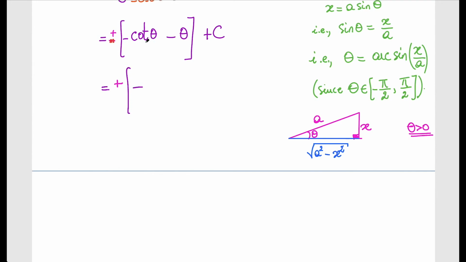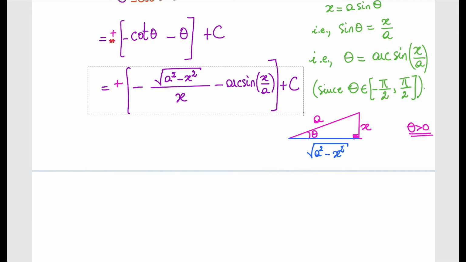Cotangent of theta, as we said, it's the adjacent, which is square root of a squared minus x squared, divided by the length of the opposite side, which is x, correct? Minus theta, and how much was theta? It's arc sine, or sine inverse, x over a, plus the c, that constant.